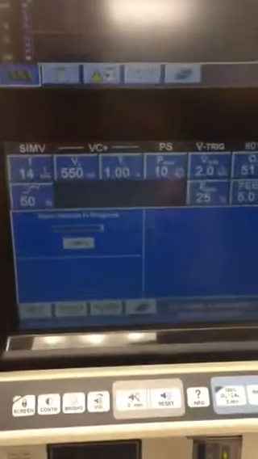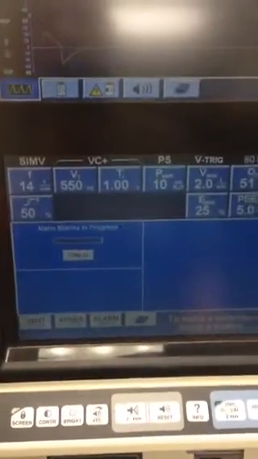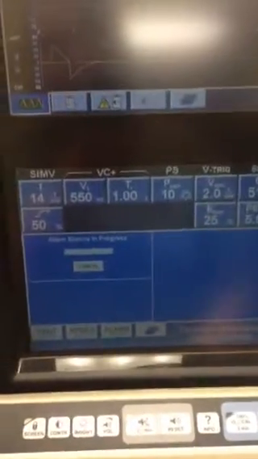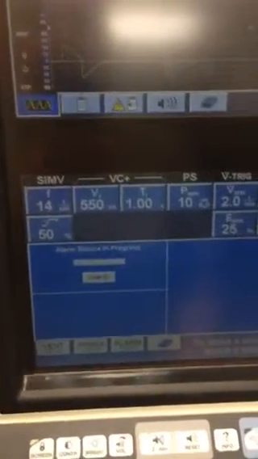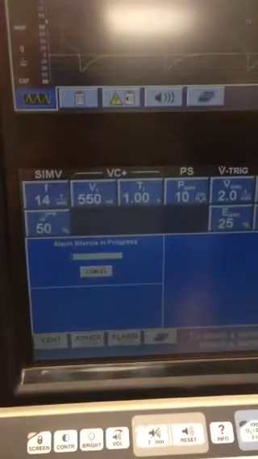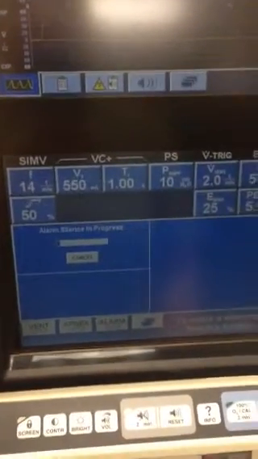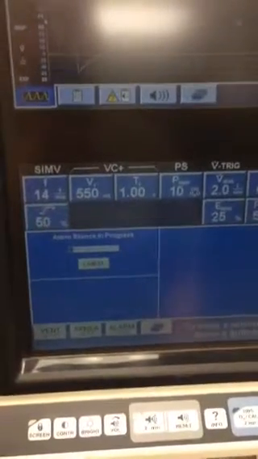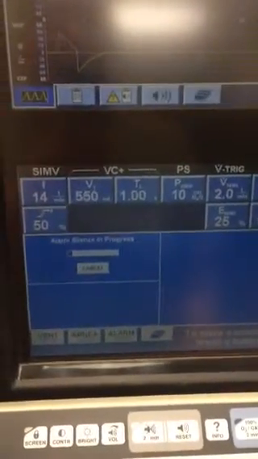Okay, we're going to be talking about SIMV with pressure support. In SIMV, you can have two different types of breaths. You can have a mechanical breath, which is patient triggered, patient effort, and you can have spontaneous breaths as well in between each of the mechanical breaths.